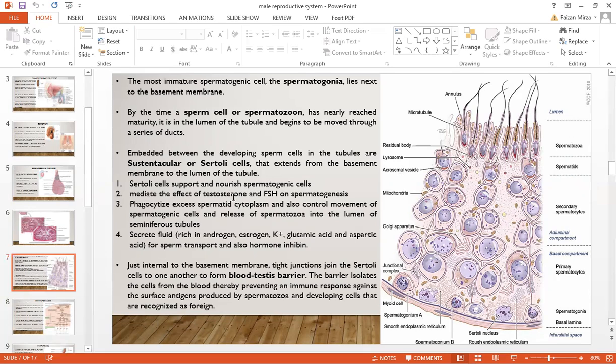They mediate the effects of testosterone and FSH on spermatogenesis. They phagocytize the excess spermatid cytoplasm. They also secrete fluid which is rich in estrogen, androgen, potassium, glutamic acid, and aspartic acid. Internal to the basement membrane are tight junctions that join the sustentacular cells with each other and form the blood-testis barrier.